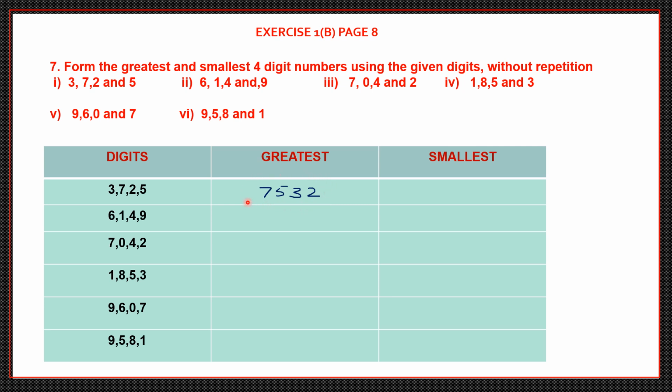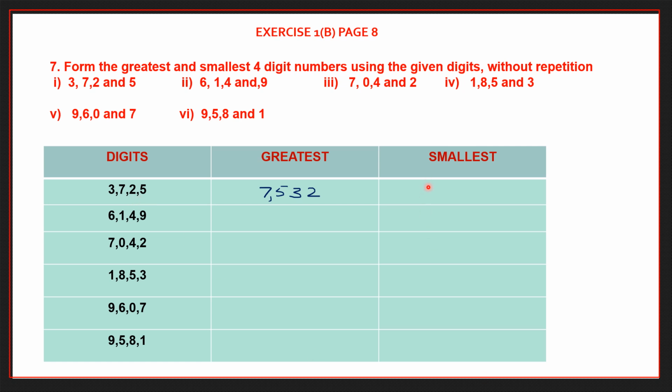Now look at this number. We cannot put a comma after every digit. Then it becomes 1-digit numbers. We have to form a 4-digit number. So we are going to put a comma only in the correct place. So ones, tens, hundreds, and then we have a comma here. Okay, so ones, tens, hundreds, comma. Now we can read the number as 7,532.